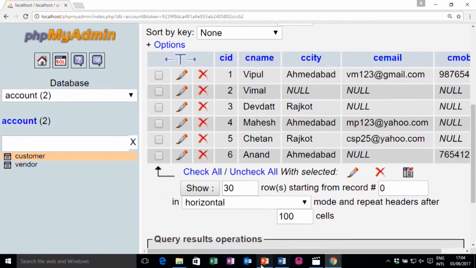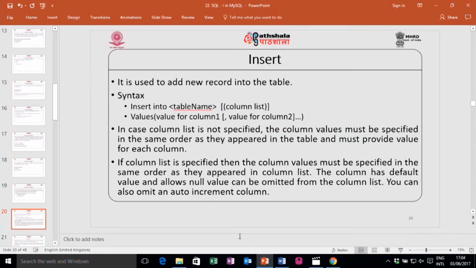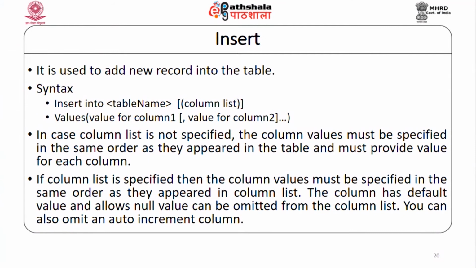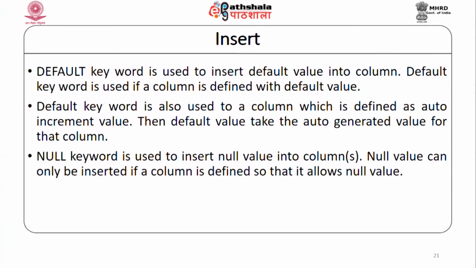So, this is all about insert. You can insert records in that way. As we saw, the default keyword is used to provide a default value, and when you create a table you can write default and the corresponding default value. When you insert a row and do not provide a value for the default column, it will take the default value. If you provide a value, then the default value is overridden by the value provided by you.